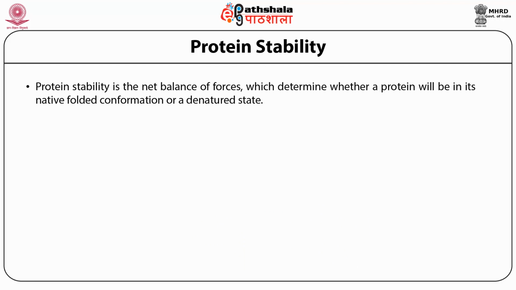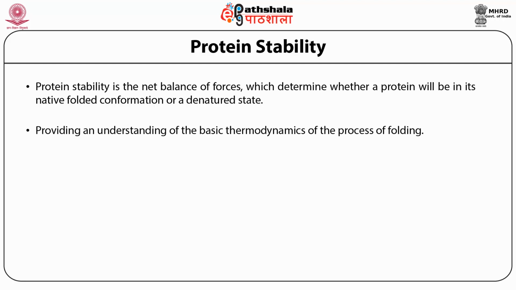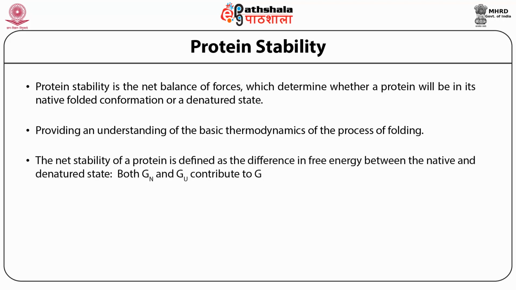Protein stability is defined as the net balance of the forces which determine whether a protein will be in its natively folded conformation or a denatured state, providing an understanding of the basic thermodynamics of the process of folding. The net stability of protein is defined as the difference between the free energy of the native state and the denatured state. Both free energies of the native and unfolded state contribute to the value of the Gibbs free energy, that is the delta G, which is defined as minus RT ln K.